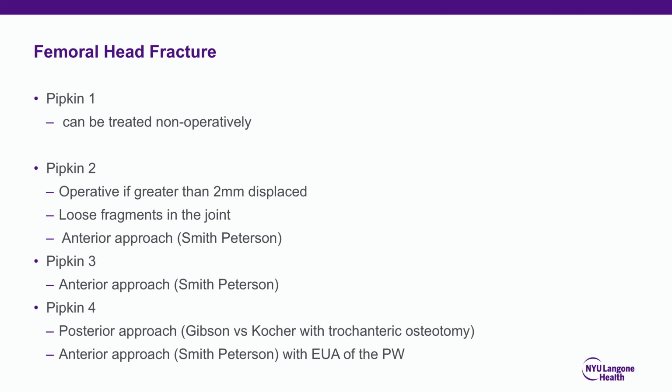Approach is controversial for type 4s. You would think that with a posterior wall and a hip dislocation that you'd want to go posterior to fix the wall and also fix the femoral head. However, these can be fixed again through an anterior approach, and then an EUA can be performed of the posterior wall to determine if the hip is unstable. Alternatively, a posterior approach can be taken with a trochanteric osteotomy and a hip dislocation to visualize the femoral head fracture.